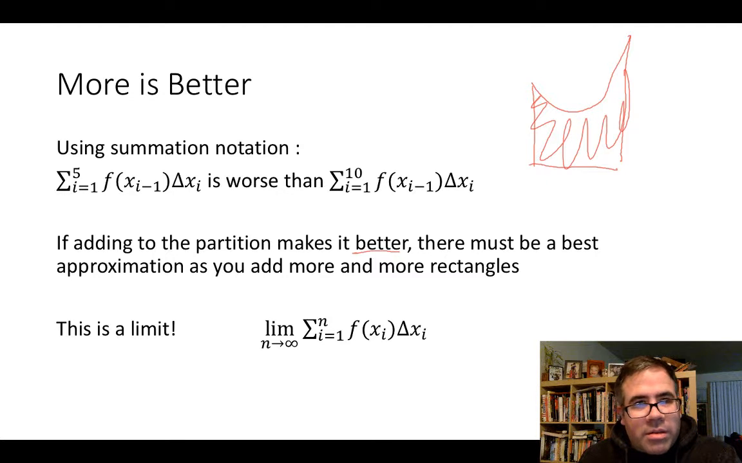Well, that sounds like a limit. Hey, we're back in talking about limits. Suddenly, since we're talking about limits, this falls under calculus again. This is going to be our particular limit, and you want to kind of internalize this.